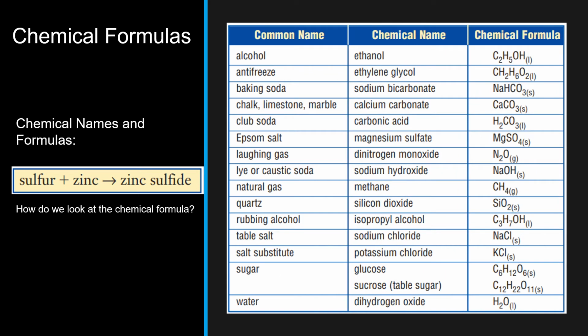Well, we might be given a big table like this, where we have a common name for something, where you can see alcohol or antifreeze. We call some things baking soda. However, that's not their real name. That's not their chemical name. A chemical name really describes what the substance is, and each part of those words has a different important meaning.